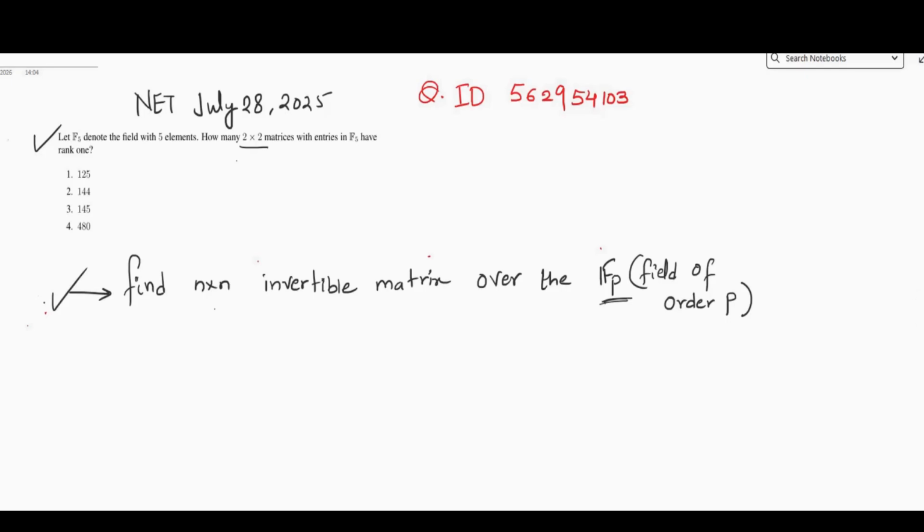The question is: let F5 denote the field with 5 elements. How many 2x2 matrices with entries in F5 have rank 1? And these are the options given. From this we have to choose the right one.